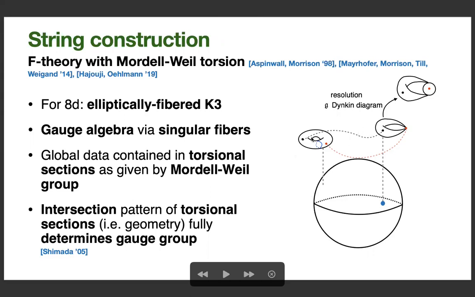And the global data that we're interested in, like the global realization, the factors of subgroups of the centers, are given in terms of the torsional sections of the Mordell-Weil group, right? And the intersection pattern of the torsional sections, so the full geometry and the full data thereof, determines this completely for us. So let's check what we can actually find in F-theory.